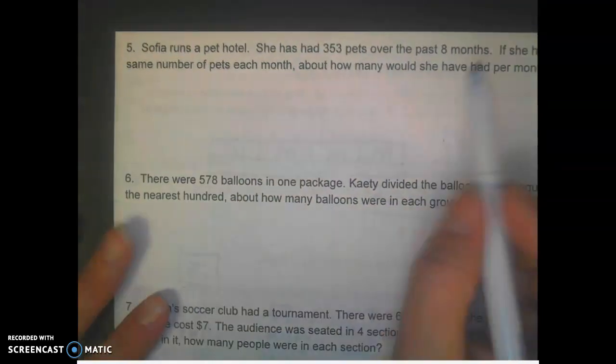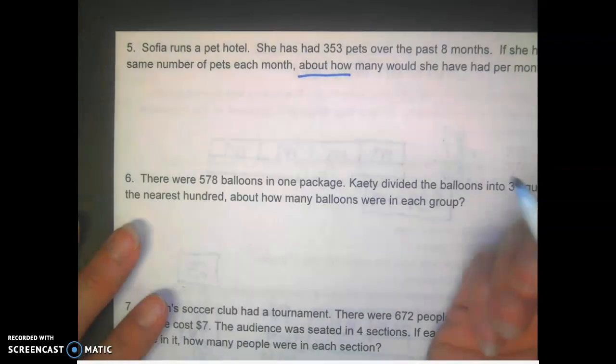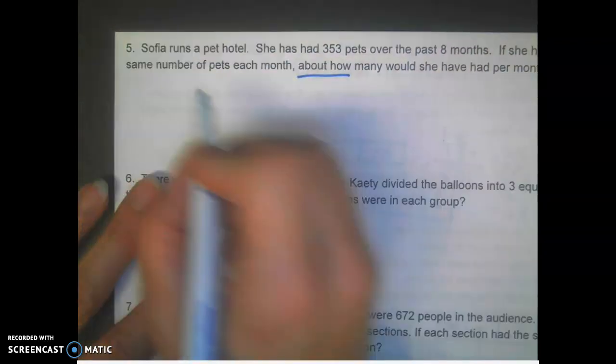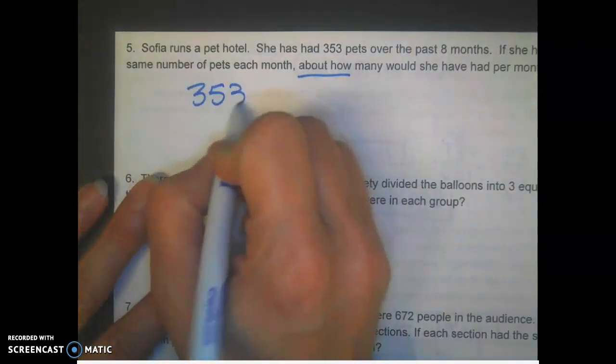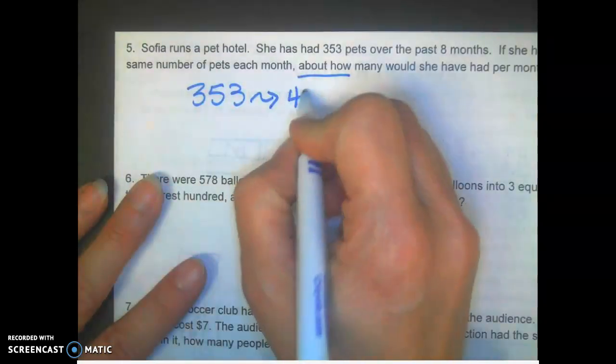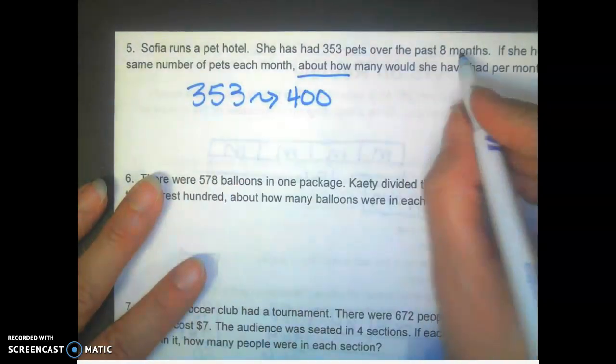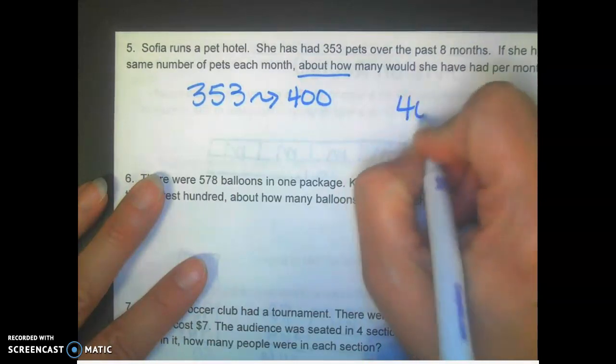So it says about how many students, or pets, would she have per month? So 353 would be about 400. And then if it was 8 months, you would do 400 divided by 8.